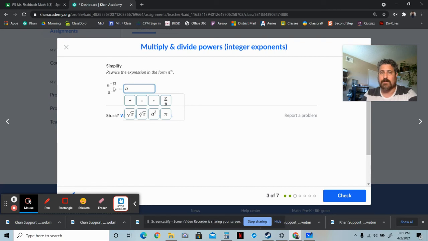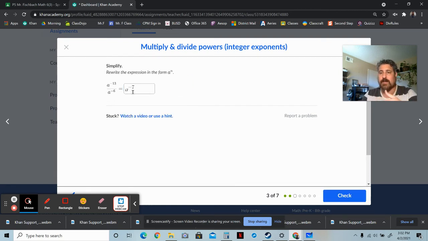So what's negative 13 plus 6? That's negative 7. So your answer is going to be a to the negative 7. Now, what is that the same as? That is exactly the same as 1 over a to the 7th.